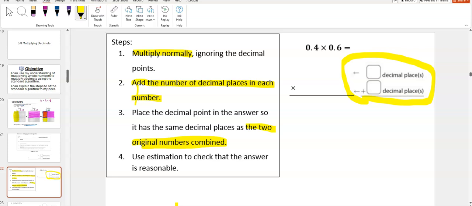And then the last thing we do is use estimation per usual. Knowing, again, we already did this problem, but I could say, okay, 4 times 6 is 24. So I know my answer is going to be about 24. It's going to have the number 24 in it. And then I just need to figure out, is it going to be 24 hundredths, 2 and 4 tenths, or 24 as a whole number?